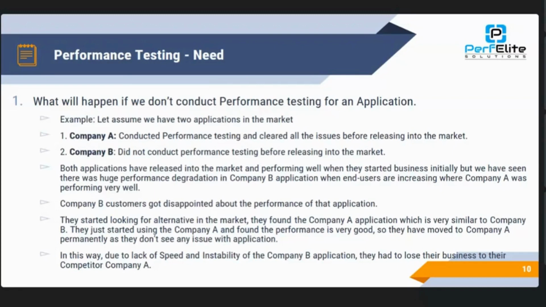But company A is working fine, responding very fast, and there is no issue, because they already conducted performance testing. They already identified all the issues and resolved them, and they released their application after making sure it is able to sustain 1,000 concurrent users load. Now the customers using company B got disappointed with the performance of that application.